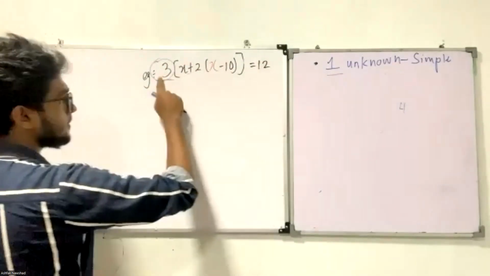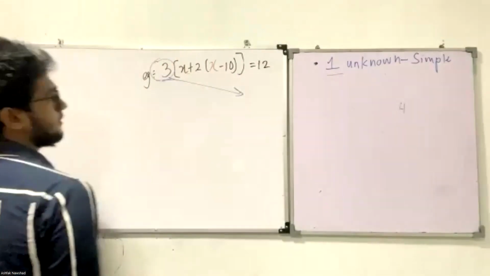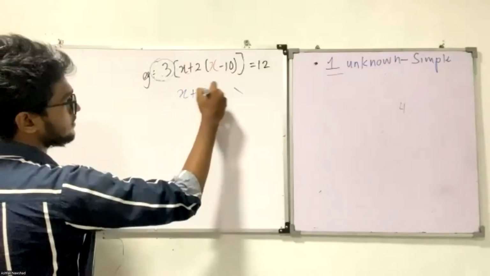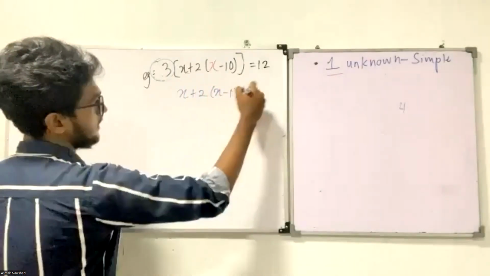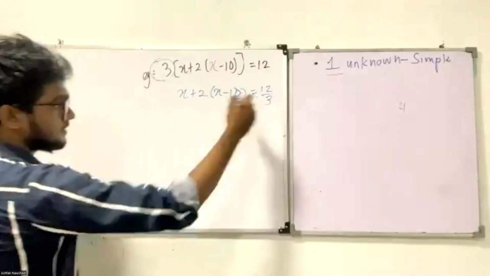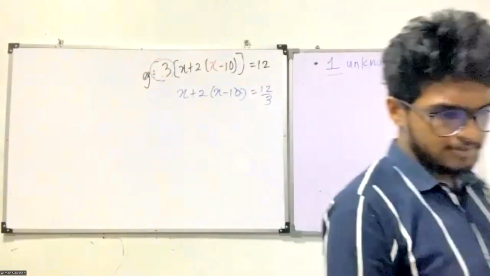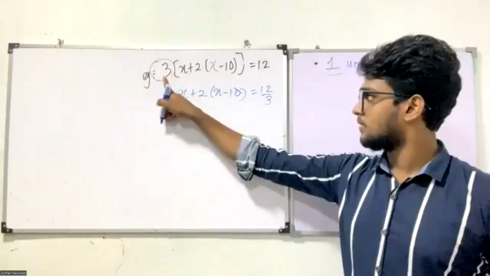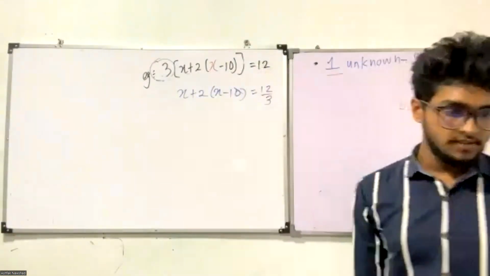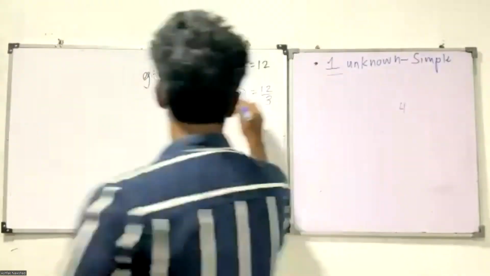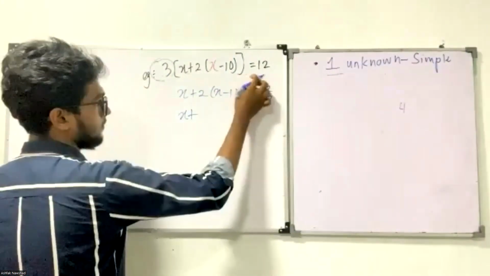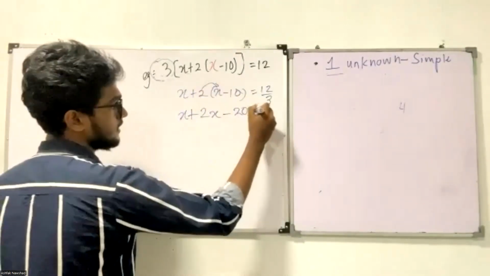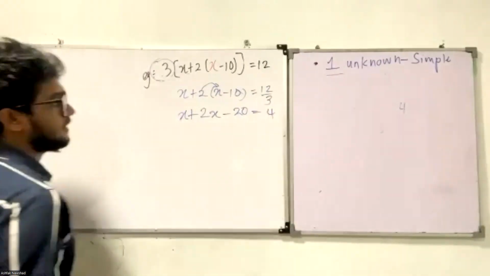If this is divisible by 3, we can remove the 3 by dividing. Is that understood? We can write x plus 2x minus 10 is equal to 12 divided by 3. This is one method. We can divide the coefficient, divide the number, if this is divisible. Good. So we get x plus, we must distribute the 2, x plus 2x minus 20 is equal to what is 12 over 3. 12 divided by 3 is 4.